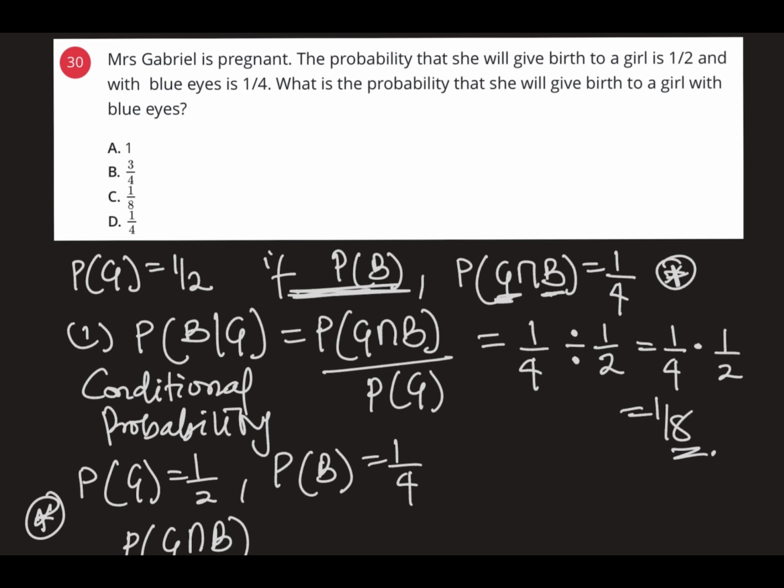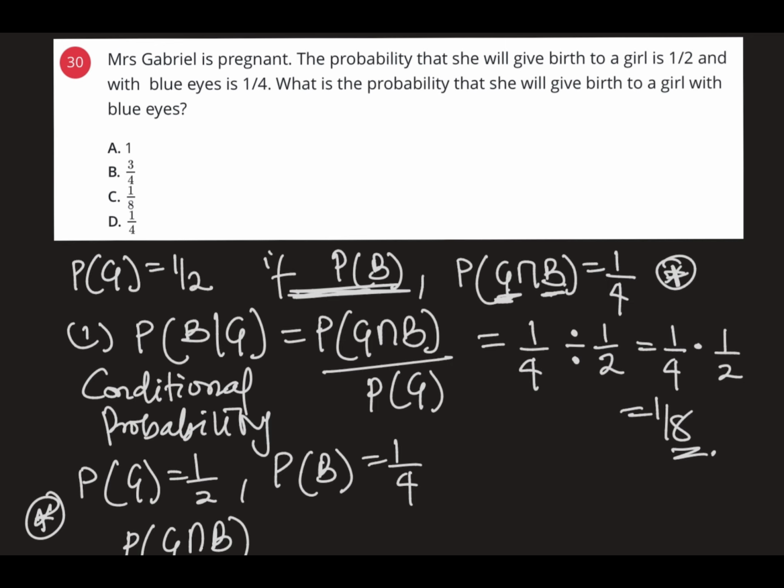Because the question is not saying the probability that she will give birth to a girl is 1/2 and the probability for a child with blue eyes is 1/4. It's not really direct. So the question is saying the probability that she will give birth to a girl is 1/2 and with blue eyes is 1/4. That is, the probability of giving birth to a girl and with blue eyes is 1/4.